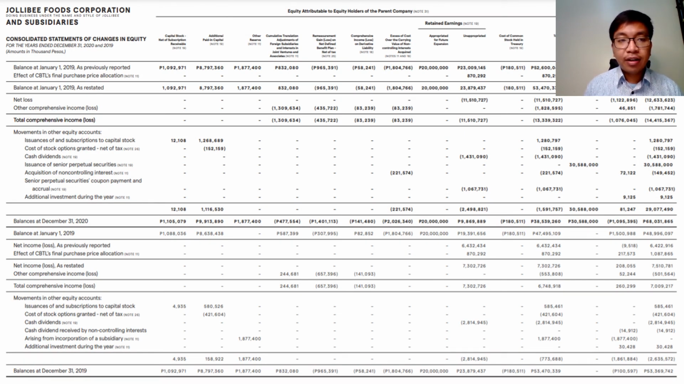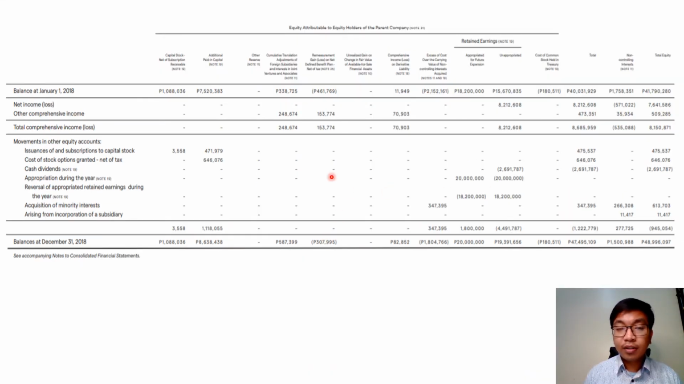Next, we have the statement of changes in equity. So we have here the balances at the beginning, then the balances at the end. So for example, for 2019, the balance is 1.092 billion, and for December 2020, we have 1.1 billion. This is just a continuation of the previous statement.